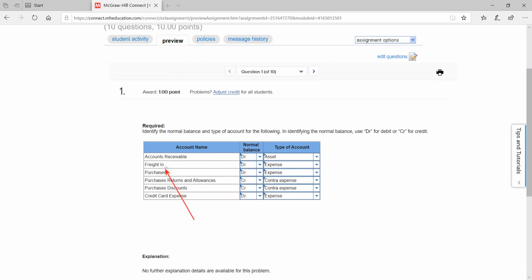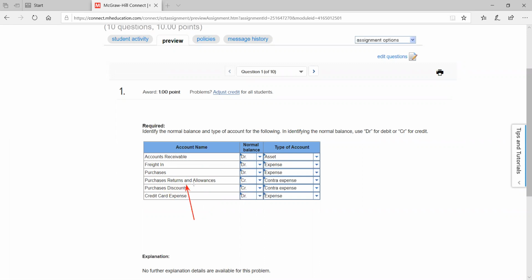Freight in is a new one. It's going to be an expense account, so it's going to have a debit balance. Purchases is a new account. Eventually, you'll get into what that's going to be inventory, but for now, we're going to call that an expense account. That's going to account for our merchandise purchases. So it's got a debit balance.